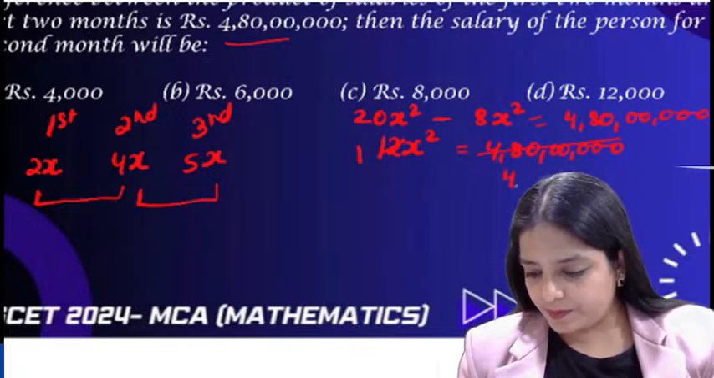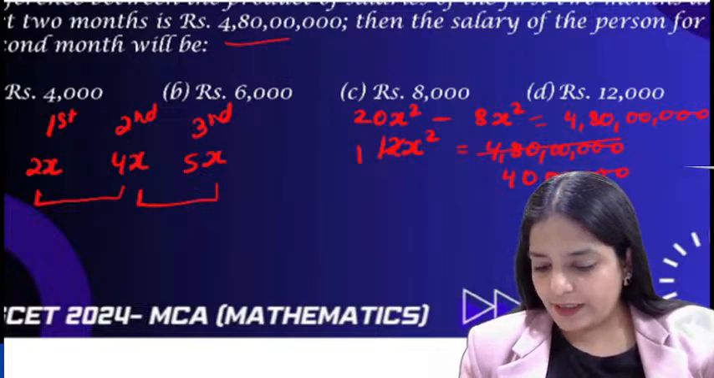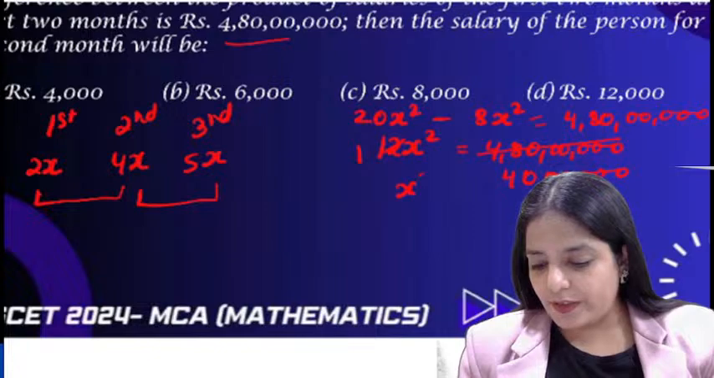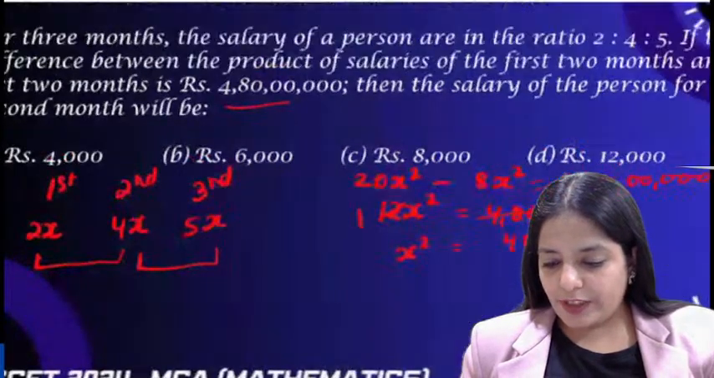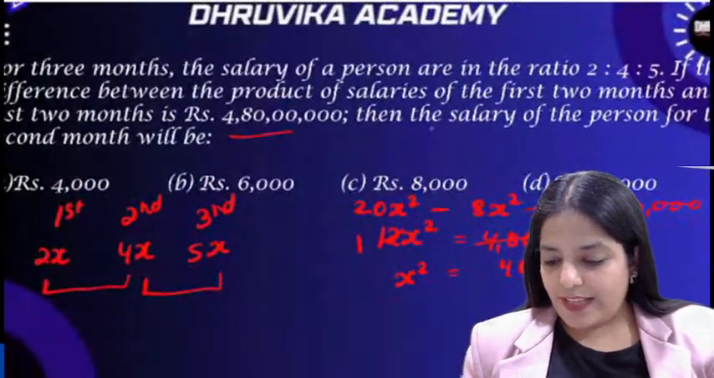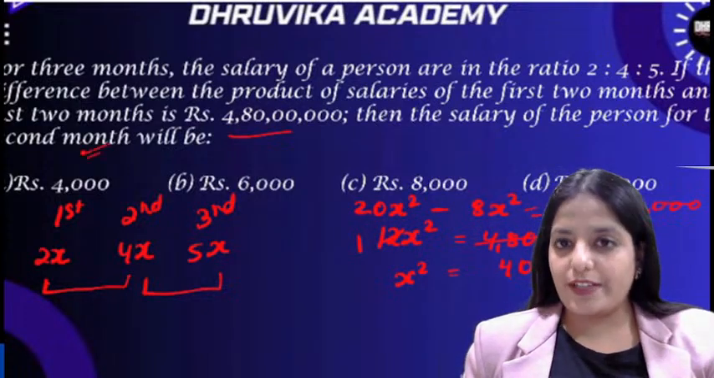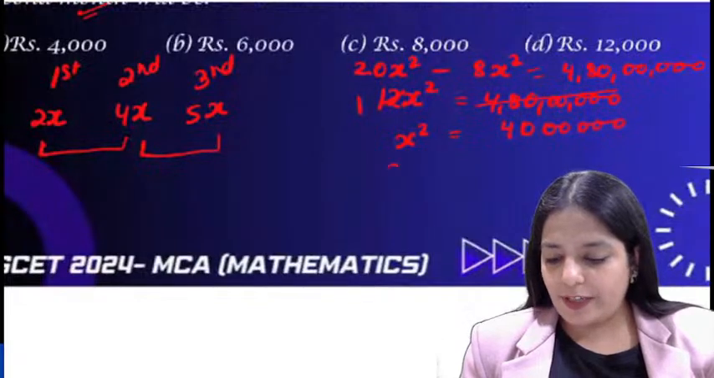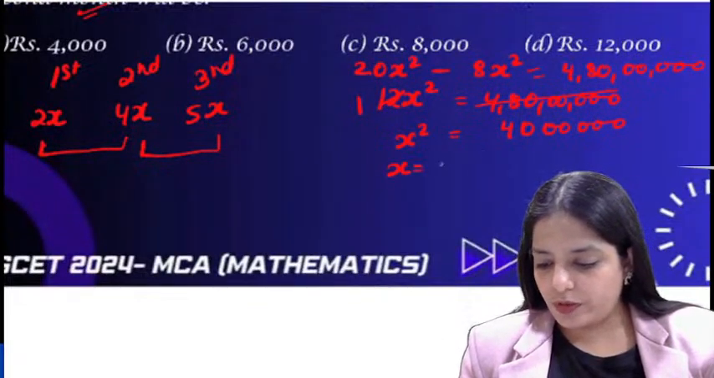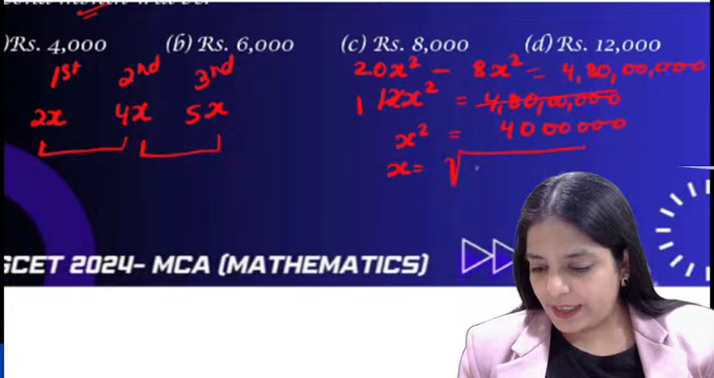So x square is equal to 40 lakh, and what are we required to find? Find the salary of the person for the second month. So for that, first we need the value of x. So what will be the value of x? Square root of 40 lakh.